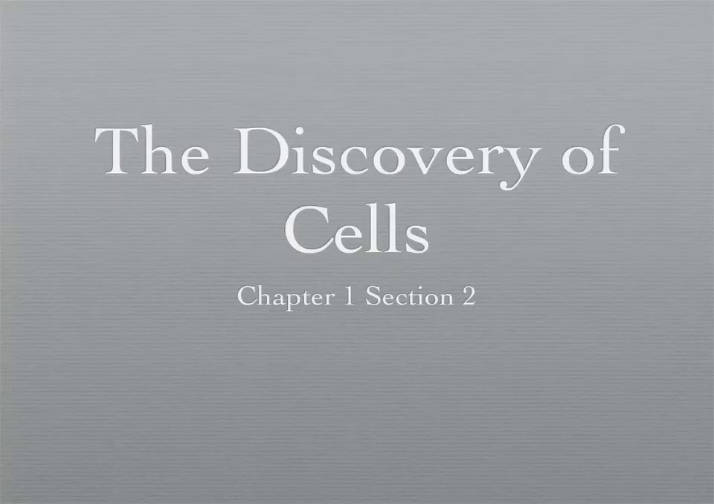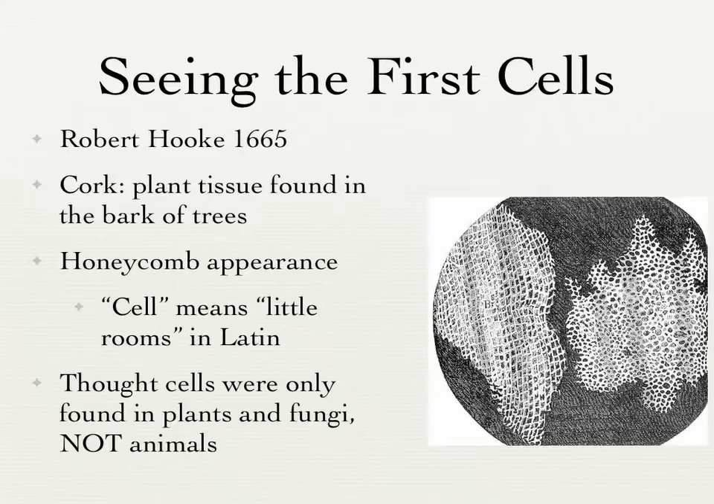Okay, guys, this is going to be a really quick presentation on the discovery of cells. Again, just remember that Robert Hooke in 1665 was one of the first to see actual cells on a microscope. He actually looked at cork, which is a plant tissue found in the bark of trees, and he noticed that it had a honeycomb appearance, as you can see there on the right. He called these little boxes cells, which means little rooms in Latin.